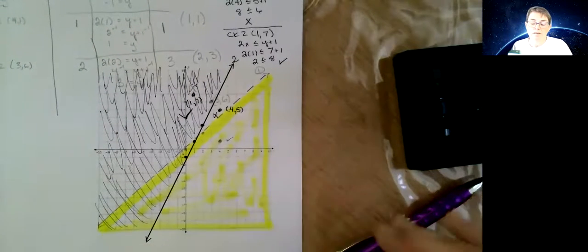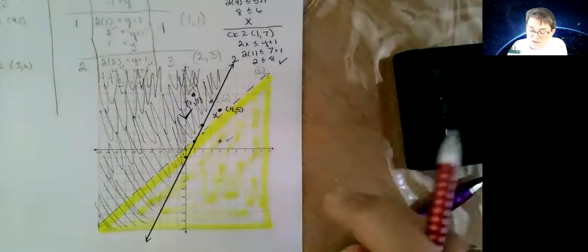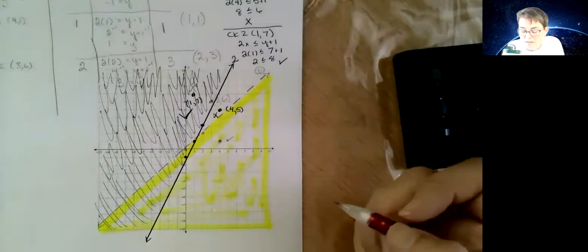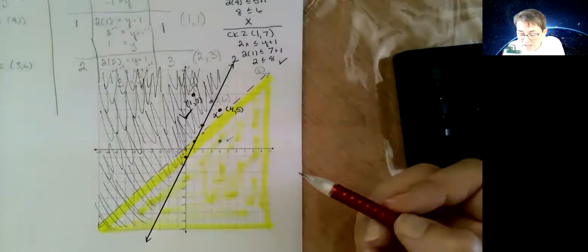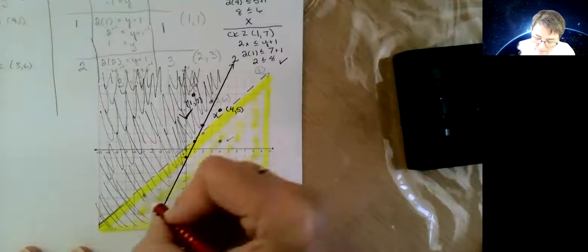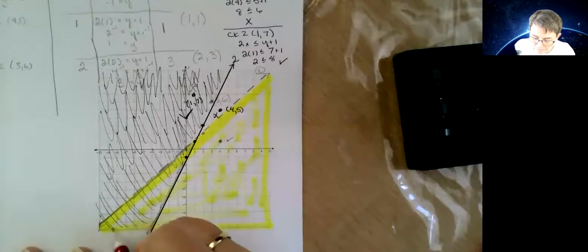So what do we care about? We need to know the feasible region for the solution is where the two parts overlap. So where is it both yellow and pen scribbly? So this little widget here, this wedge. You know, I'm just going to color it.